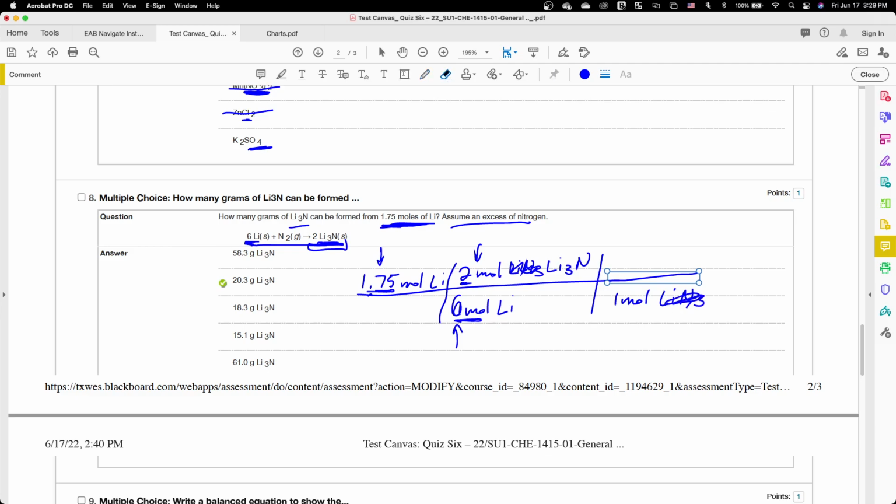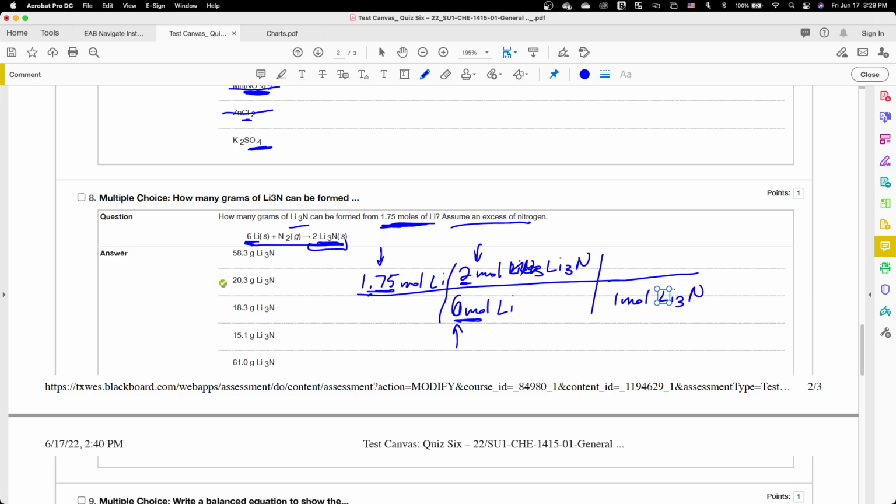Oops. I forgot I could erase. I could have erased all these mistakes I made right here. It's okay though. There we go, lithium nitride.